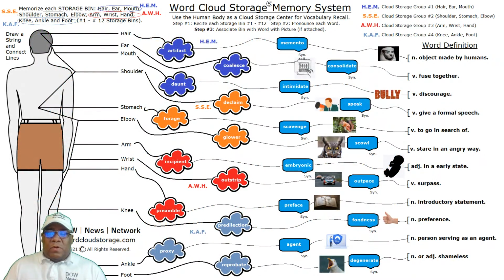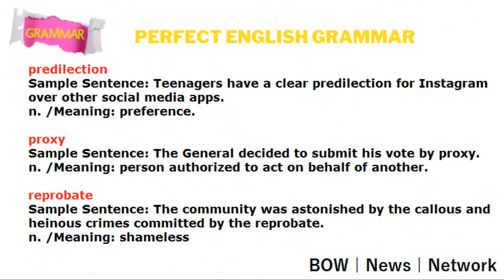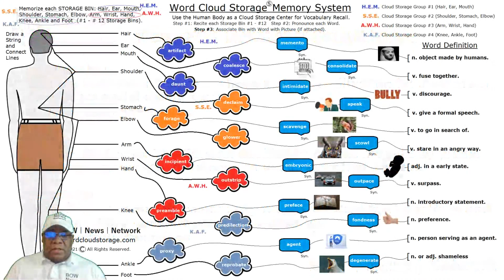So the next word will be reprobate, and this is a degenerate or shameless. It can be used as a noun or an adjective actually. Sample sentence: the community was astonished by the callous and heinous crimes committed by the reprobate. So there we have our 12 words that we're focusing on.